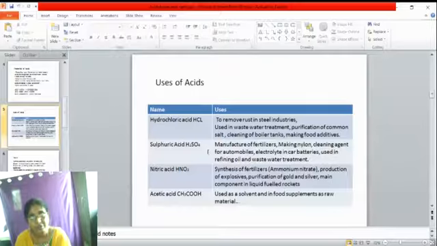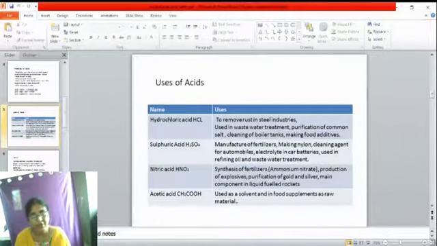Then coming to sulfuric acid. Sulfuric acid is mainly used in the manufacture of fertilizers, making some clothing fibers like nylon, as a cleaning agent for automobiles, as electrolyte in car batteries, in refining oil and also wastewater treatment. Then coming to nitric acid. Nitric acid is used in the synthesis of fertilizers, especially ammonium nitrate, production of explosives, purification of gold and silver, and as a main component in liquid fueled rockets.